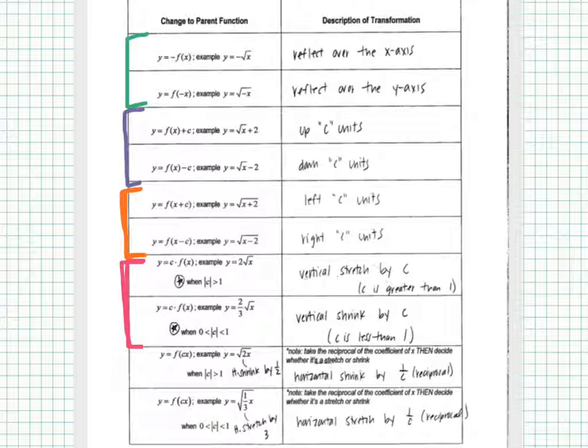And the last two kinds of transformations we're going to talk about are horizontal stretching and shrinking.